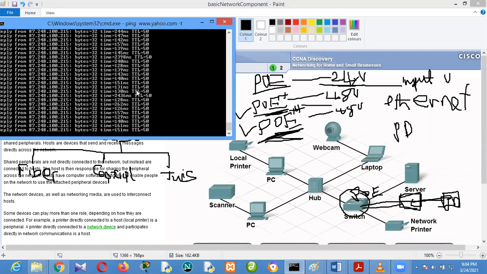I just gave you a general overview of what PoE is. But I will expect you to check more on it on the internet. You get more information about that. So that's that for PoE.